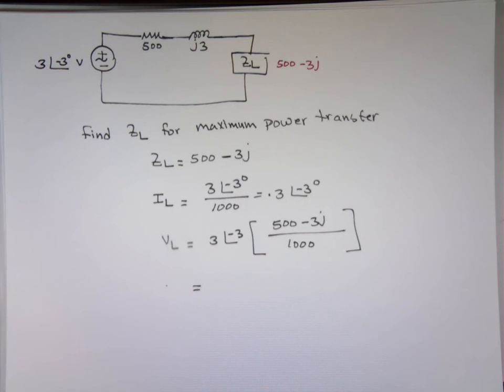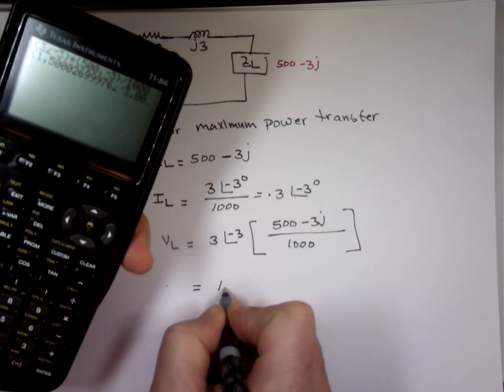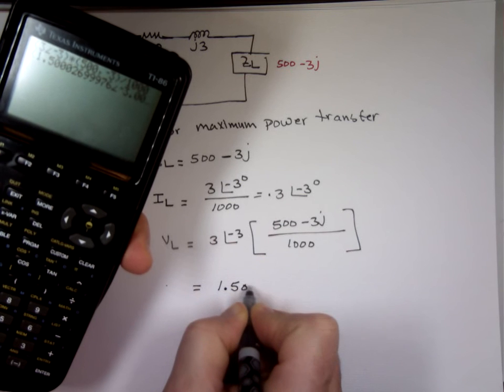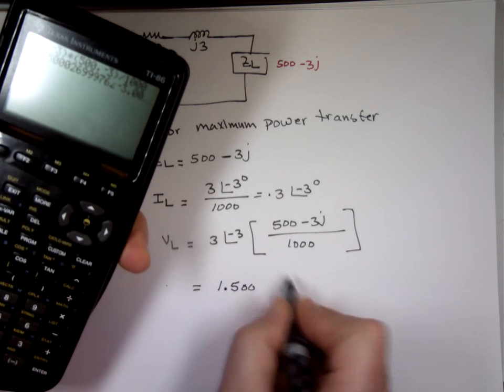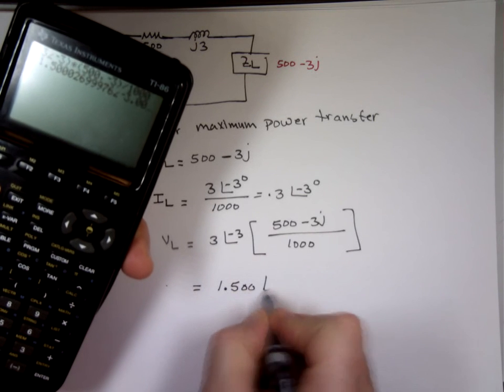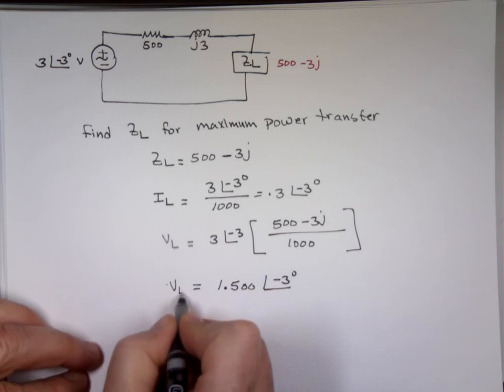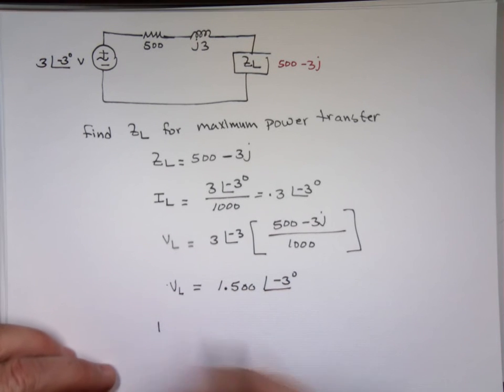Times 500 to the minus 3 divided by 1,000. I came up with 1.500. That's what I got here, which is obviously half the number. Angle what? Negative 3. Yes, the current is 0.003.